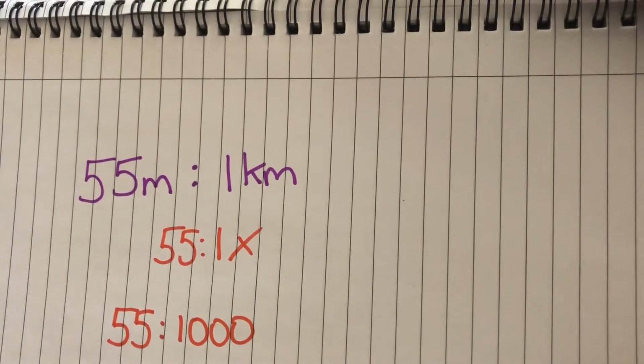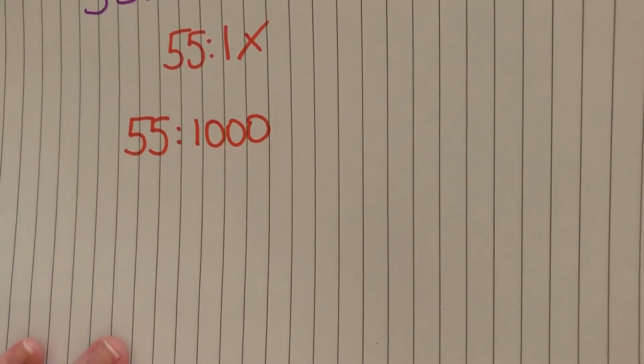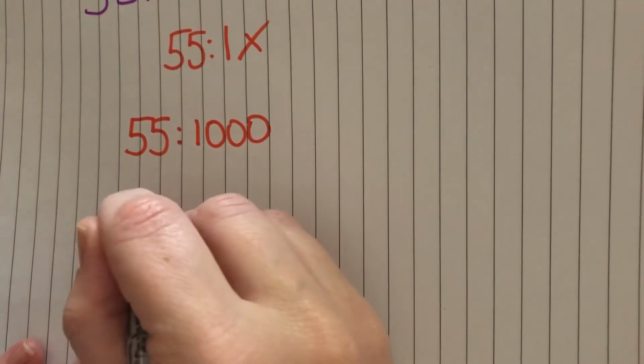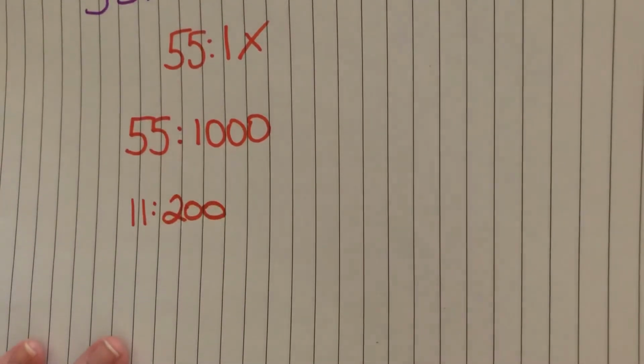But of course, as you know, it doesn't get that easy. We have to simplify it as well, okay? So we know, hopefully you know, that both of those numbers can be divided by what? By 5, yeah? So that would take us to 11 is to 200. And because 11 is a prime number, and 200 is not divisible by 11, we know we can't take that down any further, okay?